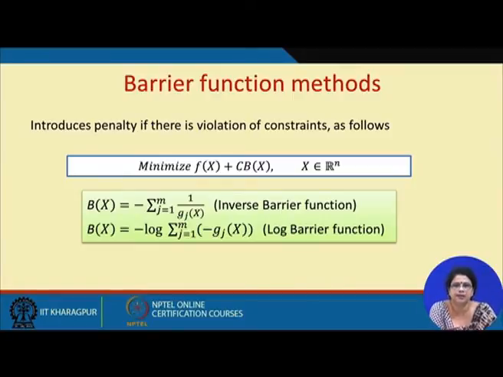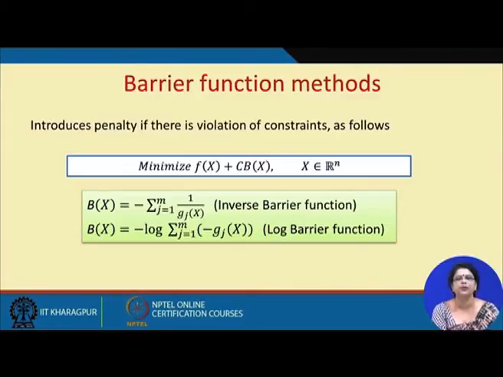Now, if you remember, I was explaining one problem: minimization of f(x) equal to x, with the constraint x greater than or equal to 5. If I write it in the form g(x) less than or equal to 0, I get 5 minus x less than or equal to 0. Your feasible region is x greater than or equal to 5. For x equal to 6, g(x) is 5 minus 6, which is minus 1, and with the other minus sign in b(x), the penalty you incur is 1. For x equal to 7, the penalty you incur is 1 by 2, and in this way it continues.